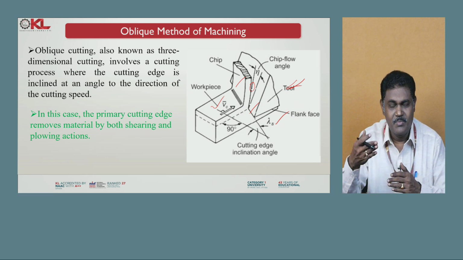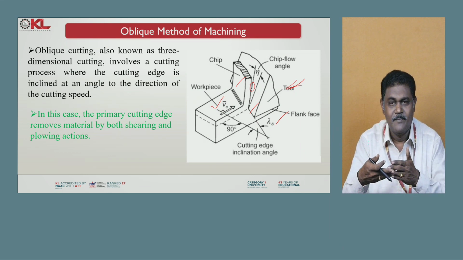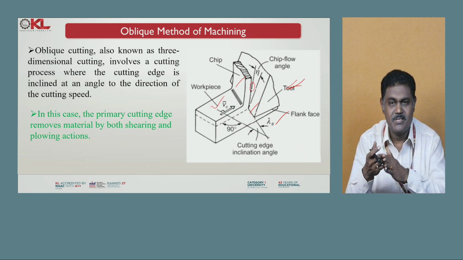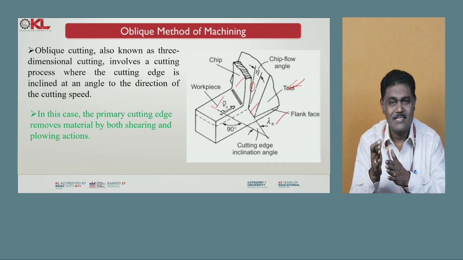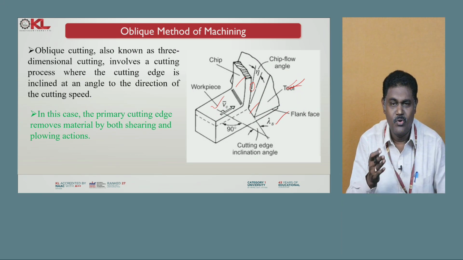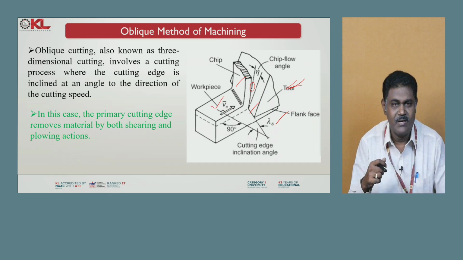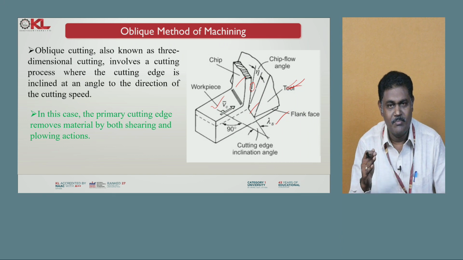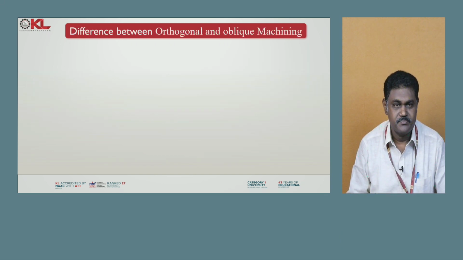in orthogonal machining, because this edge is perpendicular to the chip formation, the entire surface of the chip touches the surface of the tool, so frictional forces are acting, and more power or more force is required to get the machining. That is the main difference between the orthogonal method of machining and the oblique method of machining.